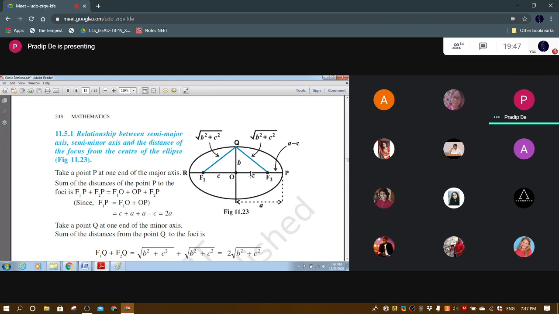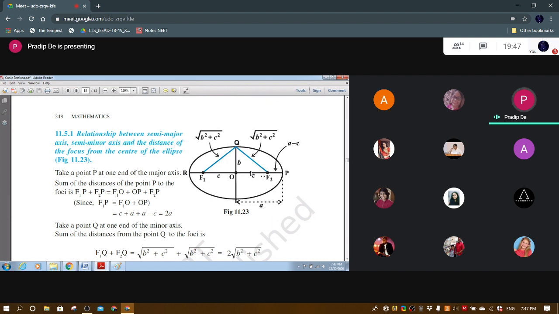Fine. Then PF1 plus PF2 is equal to constant. So what is the length PF1 plus PF2? PF1 is, what do you see? PF1 is PO plus OF1. PO is equal to A and OF1 is C. So this is C plus A. And what is PF2? PF2 is PO minus OF2. That is A minus C. So the total length is C plus A minus C, that is 2A.